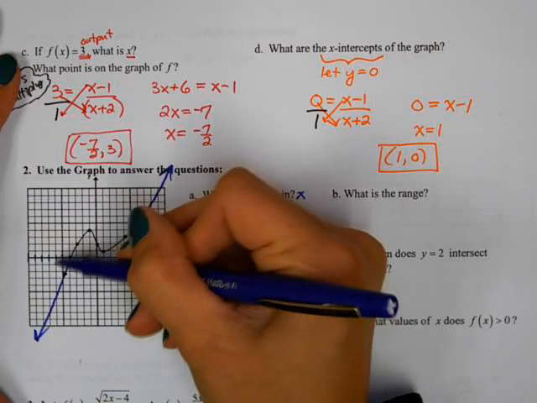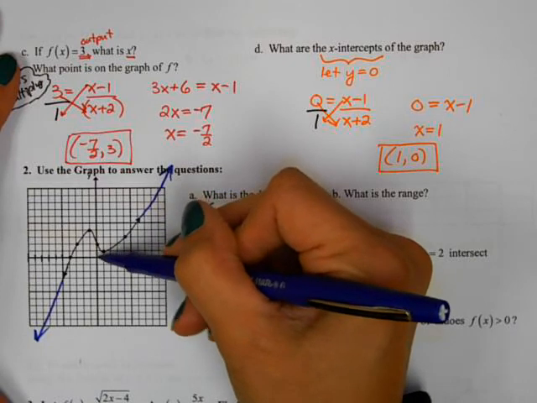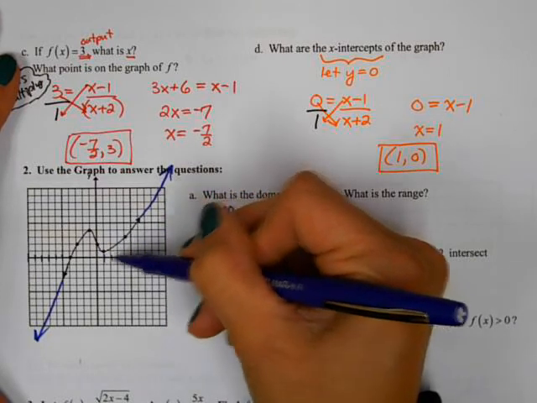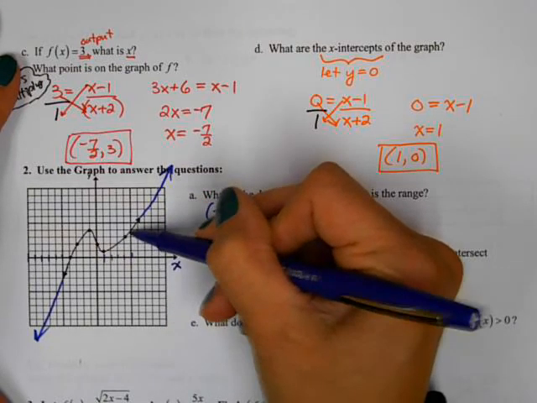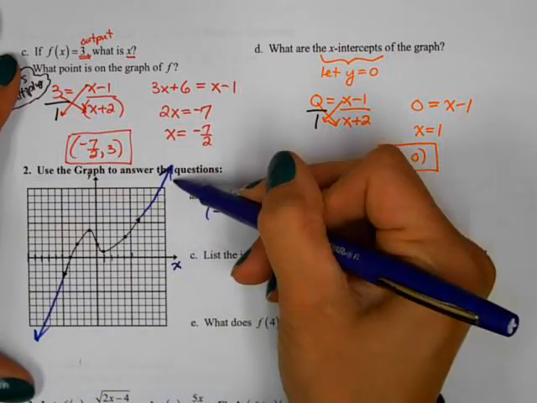And then let's see, is there graph at -3, 2, 1? Yep. Is there graph at 1, 2, 3, 4? 5 has graph, 6 has graph, 7 has graph. In fact, there's no break in this graph at all.